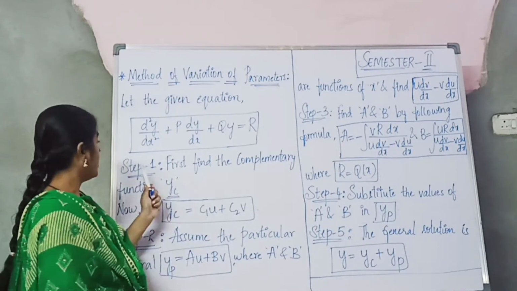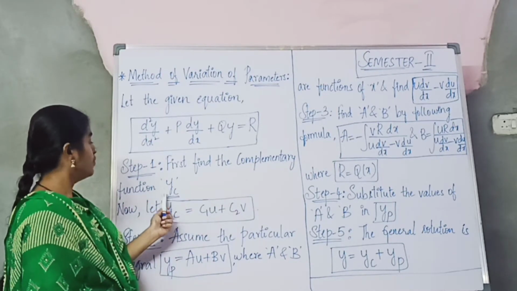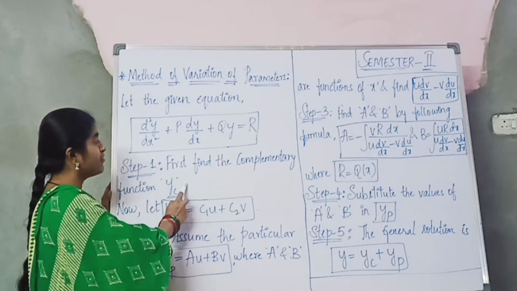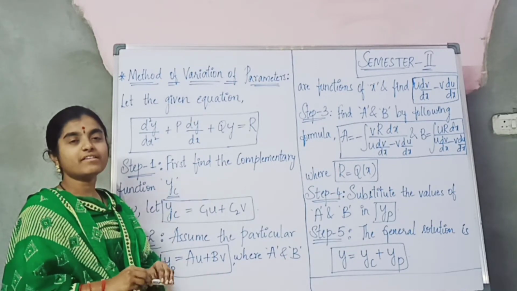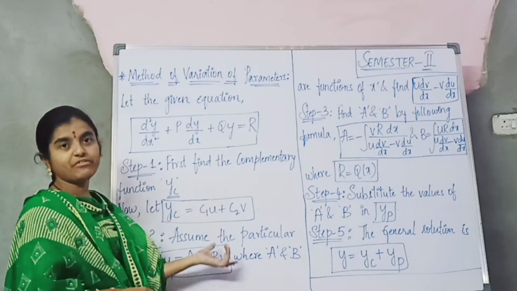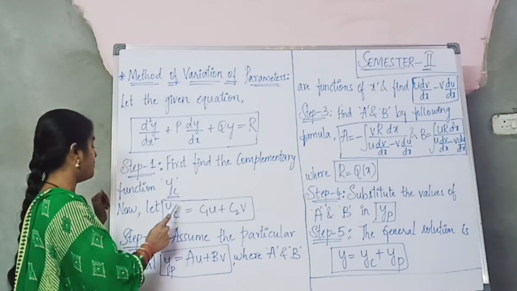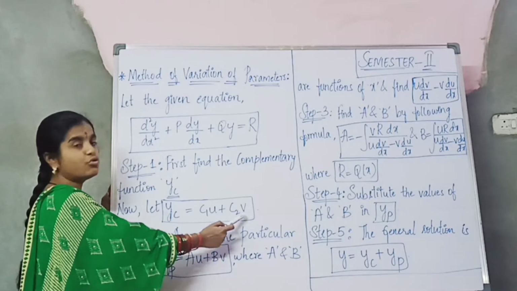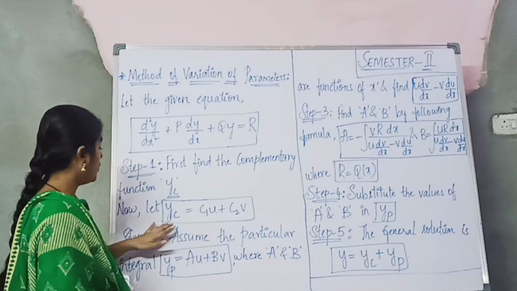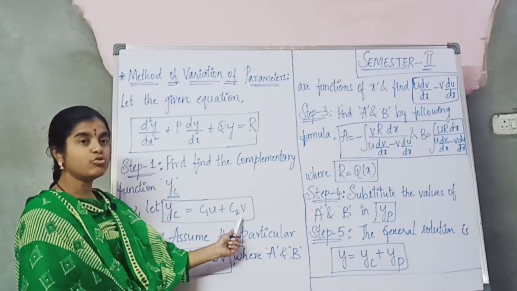Coming to step 1, first find the complementary function yc, as we have already discussed about complementary functions in my previous videos. Now let yc equal c1u plus c2v.